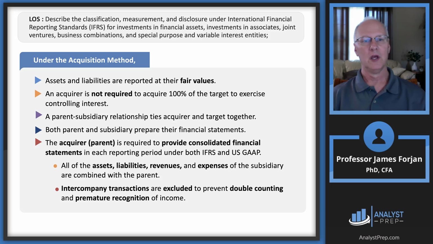An acquirer is not required to accumulate 100% of the target to exercise a controlling interest. Remember, this is just 51% or above. Parent-subsidiary relationship. Of course, both of these companies have to prepare their own individual financial statements. But of course, the parent company then is going to combine all the stuff that they get in those financial statements with its own.